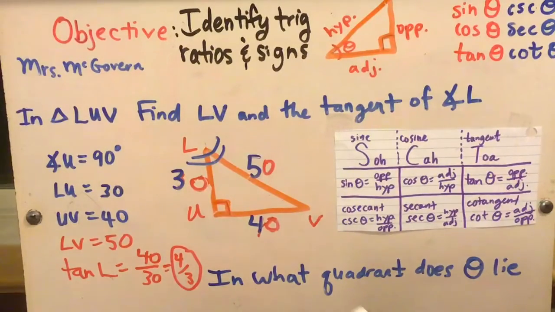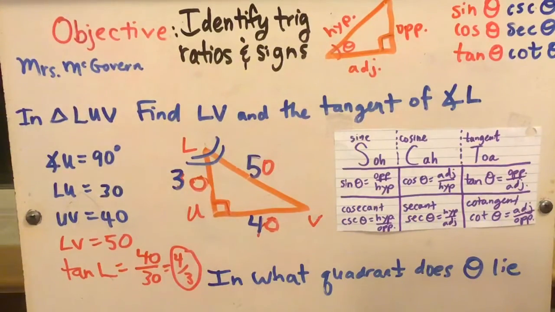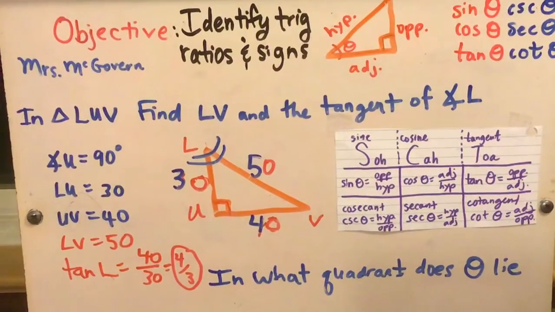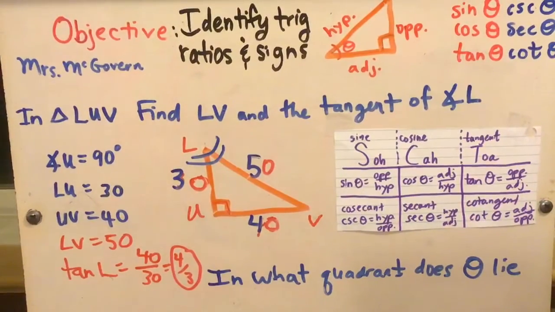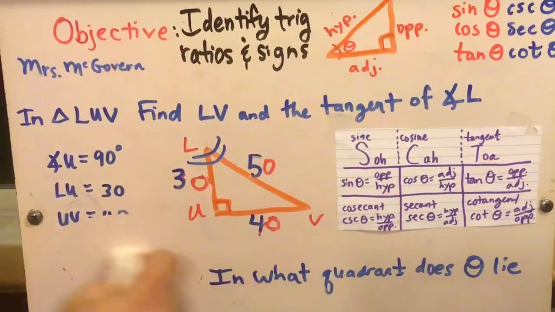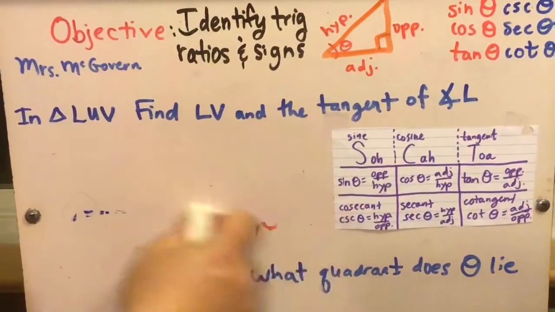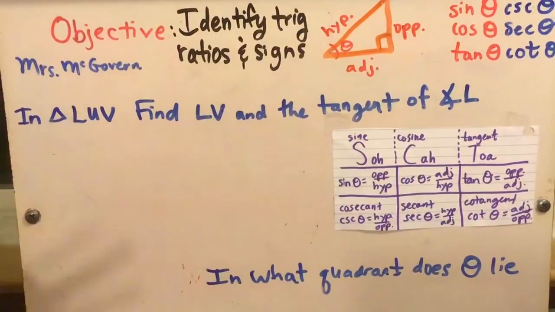You also need to know what quadrant that angle's signs are. So what I'm going to do is get rid of this part of the problem. So if you need to take a picture, go ahead. And what I'm going to do now is say, what are the signs?